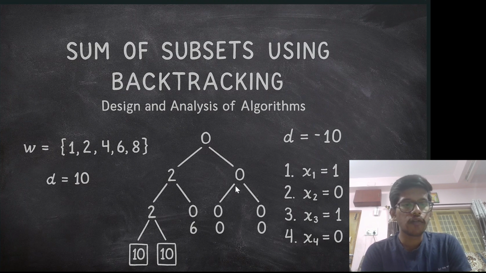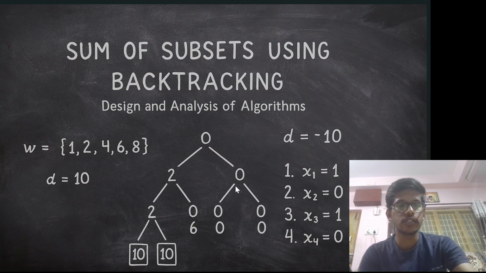At each level, we decide whether to include or exclude the current element. That is, going through all the elements of the set, we decide whether it should be included into the sum or excluded. This helps in generating all possible combinations of subsets from the given set of elements.